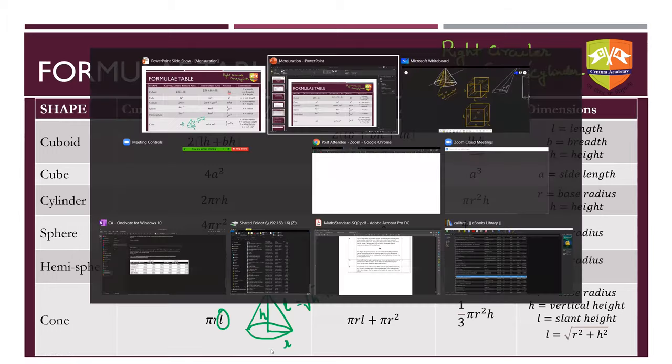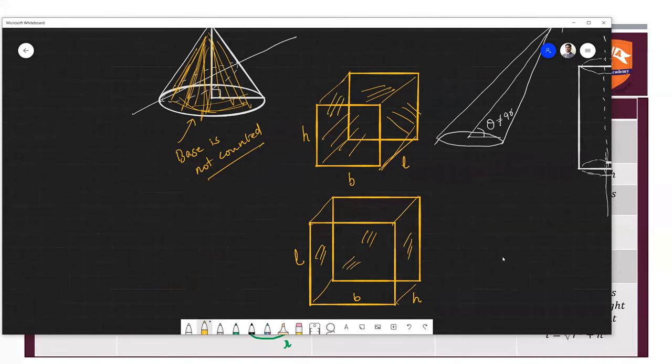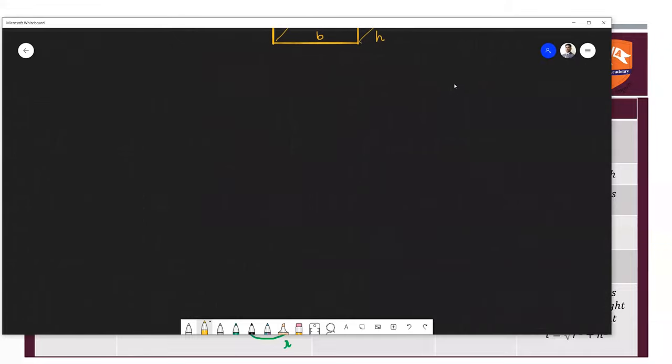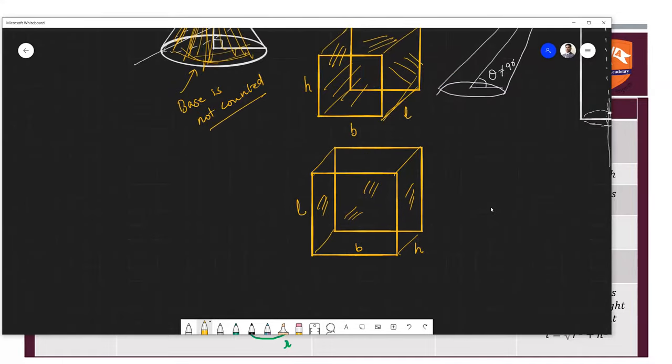Now the orientation part. Let's say in their question, if someone is asking you to find out the lateral surface area for a cuboid, it depends on which face it is kept on, isn't it? So what is the base? Hence you have to first identify that base. If you change the orientation, the lateral surface area changes. Are you getting my point?